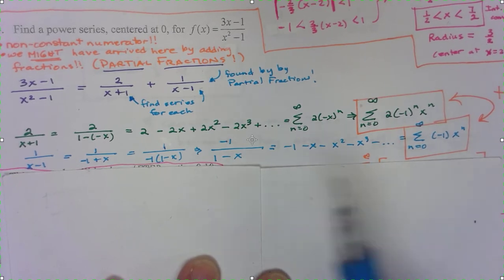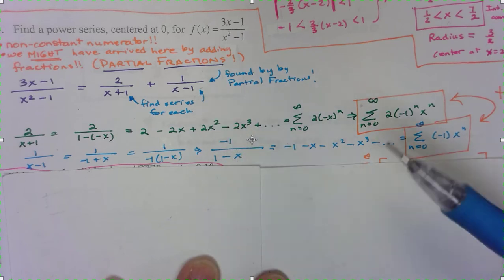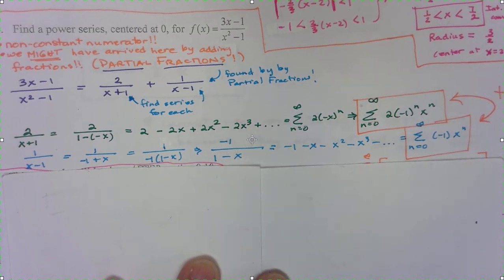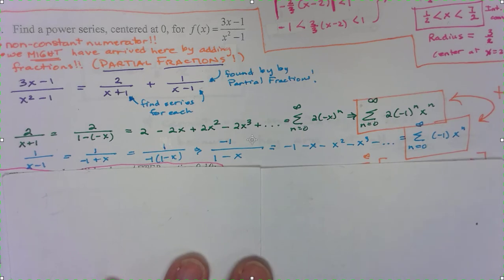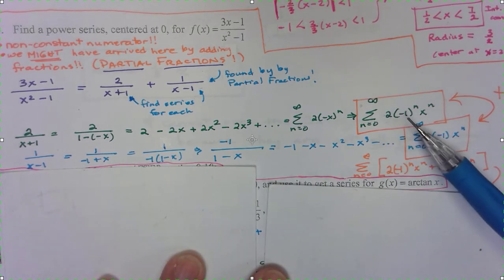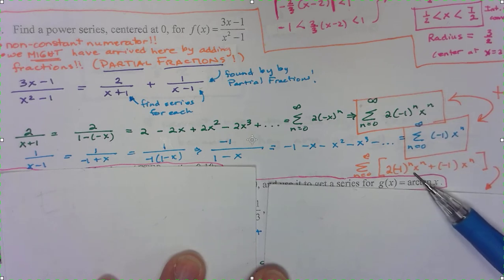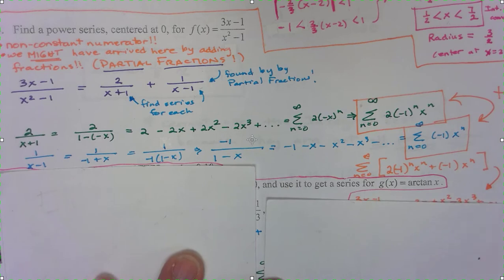Now here's what's cool. I had this fraction plus this fraction, and I got this series, and we're going to add it to this series. So this is one reason that it's important that you have the same index. All right, so adding these two together is going to give me 2 times negative 1 to the n times x to the n plus negative 1 times x to the n.